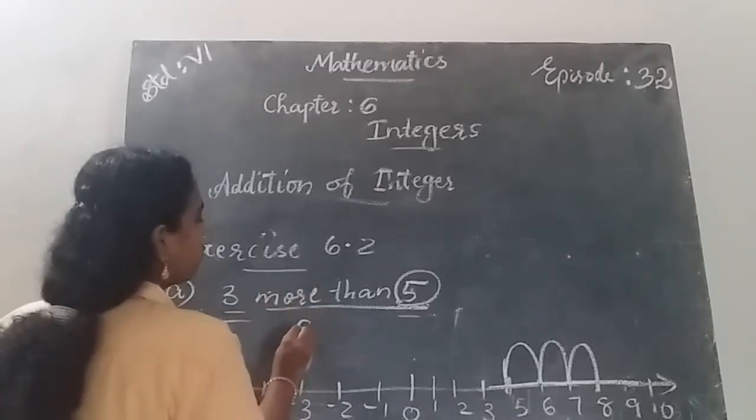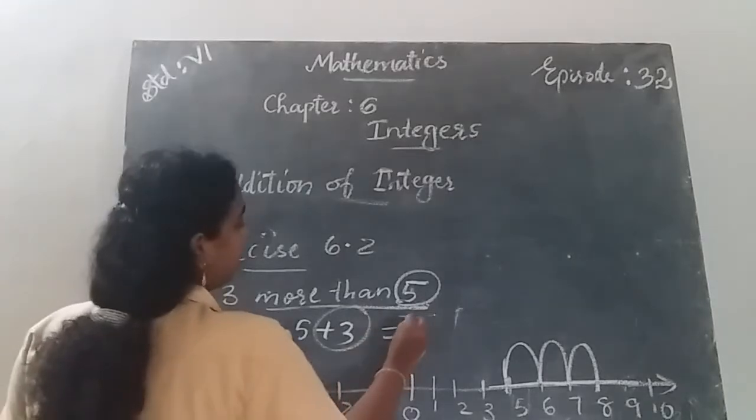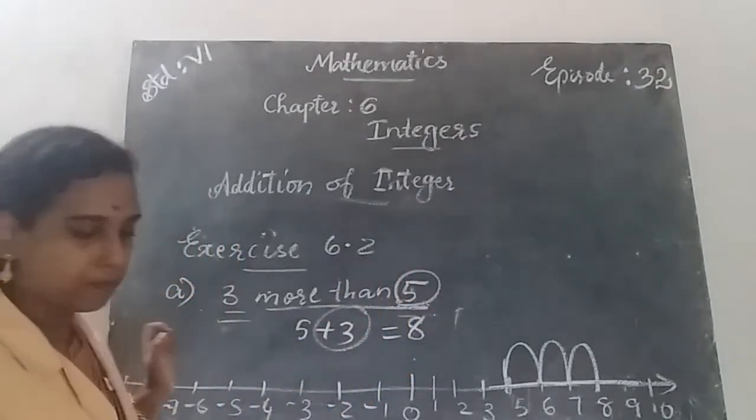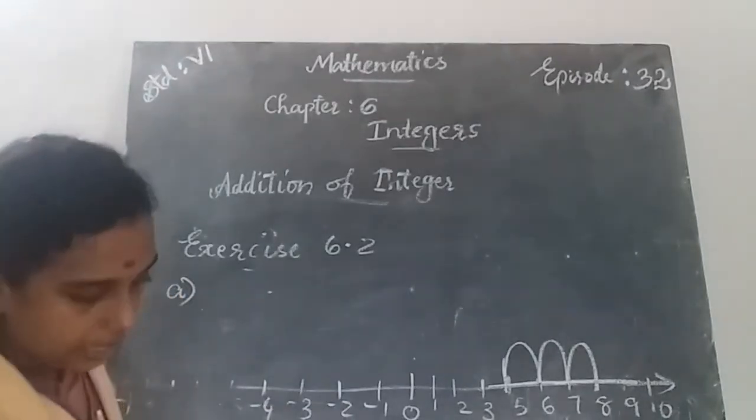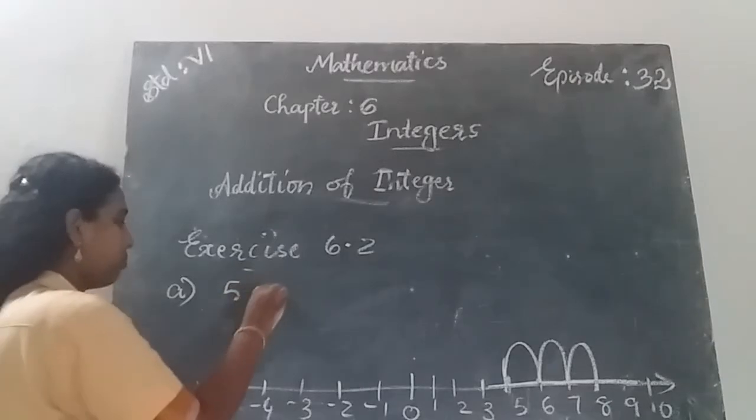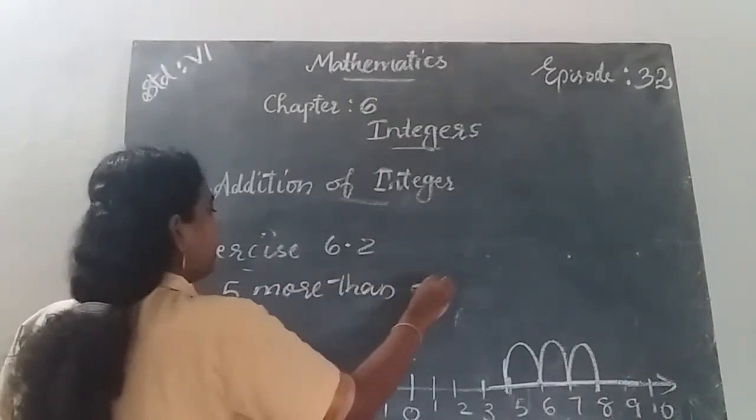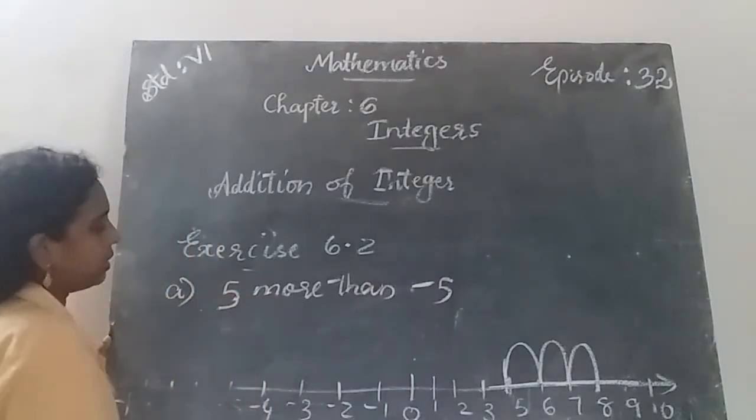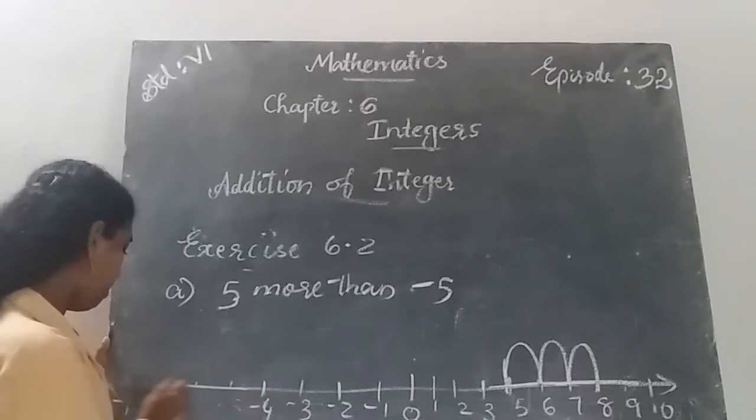Or simply, 3 more than 5 means 5 plus 3. More than means addition. 5 plus 3, we get 8. Then the next one is 5 more than negative 5, which means positive 5 more than negative 5. And here the number line is here.